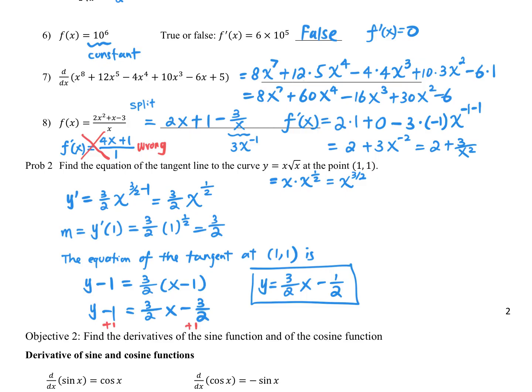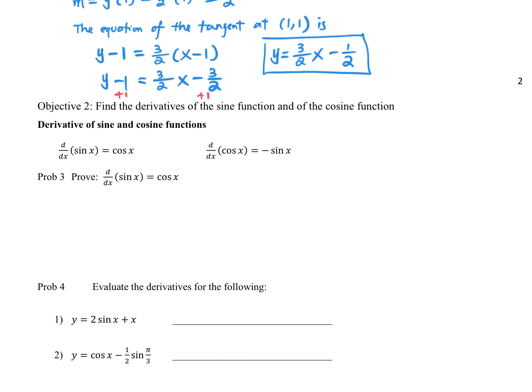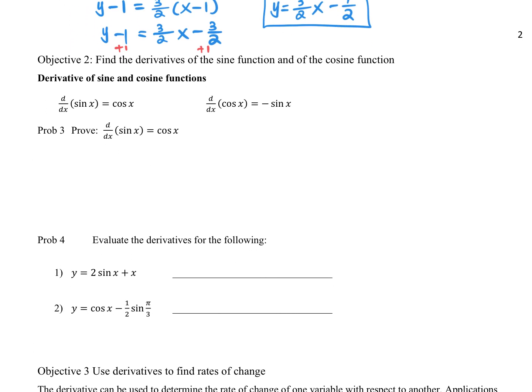Now let's take a look at the second learning objective. We're going to find the derivative of the first two trigonometric functions. One is sine, the other one is cosine. So let's quickly walk through how to prove the first rule. The second rule is actually proved in a very similar way. We're going to just look at one.